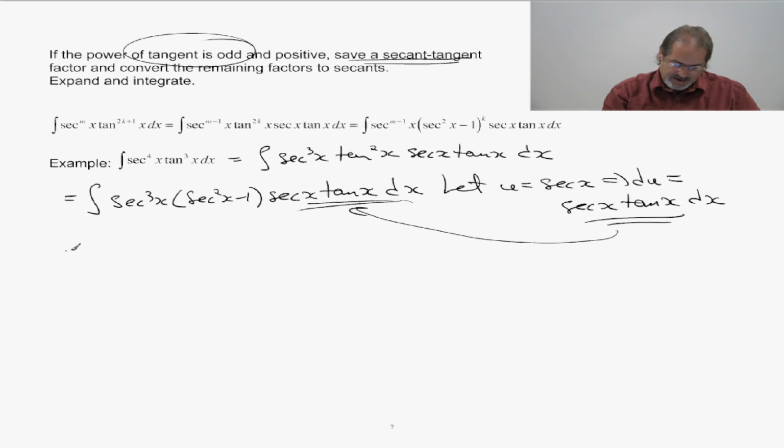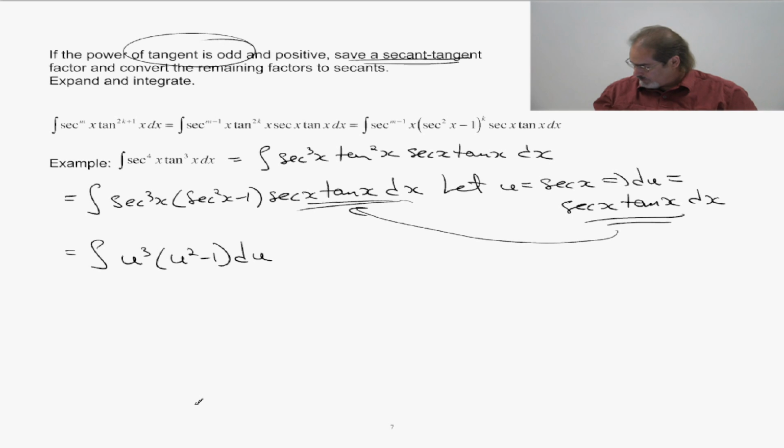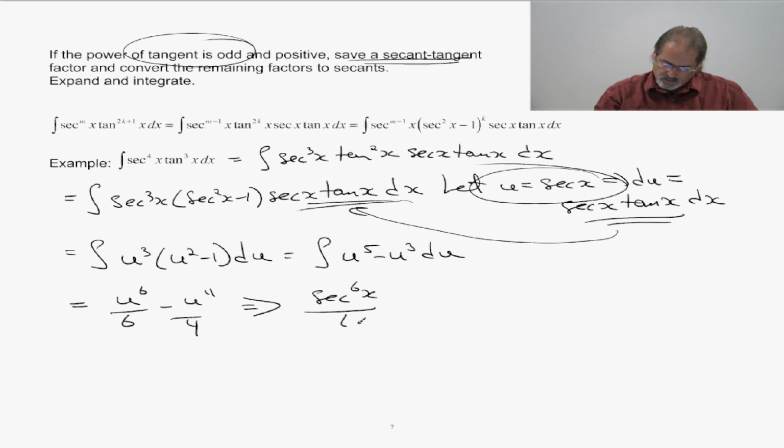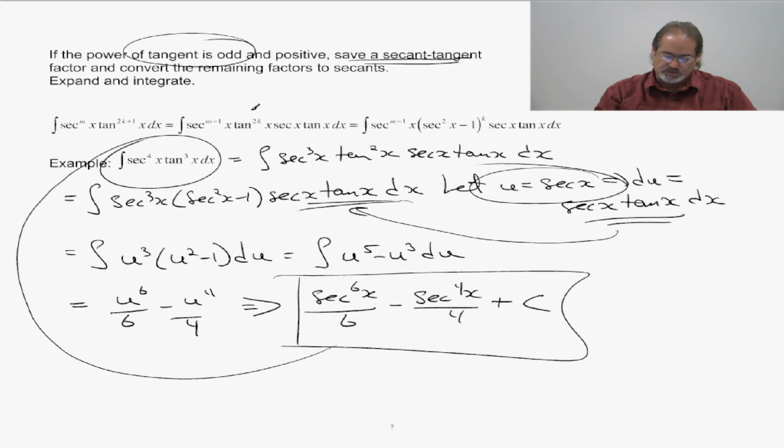So when I do that, I end up with this integral that looks like u squared minus 1 du. So once again, I have this nice polynomial that is nothing but a polynomial in u. So I'm going to go ahead and expand this a bit and get u to the 5th minus u cubed du. Now I can easily find the antiderivative. So I will have u to the 6th over 6 minus u to the 4th over 4. But remember, u was secant of x. So this gives us secant to the 6th of x over 6 minus secant to the 4th of x over 4 plus my constant of integration. That's the solution to my original problem.